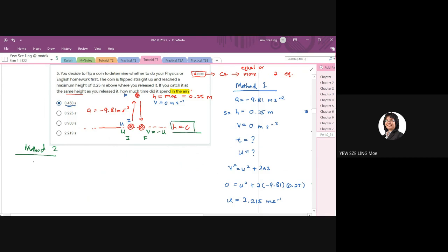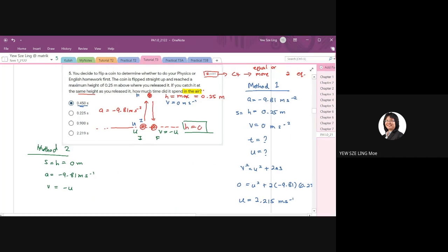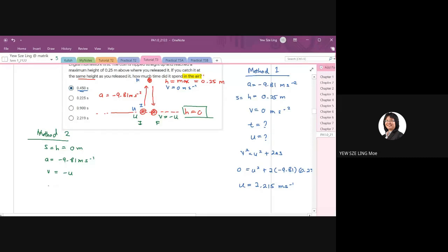So what I have right now, s equals h equals 0 meter. And then I have a equals negative 9.81 m s^-2. And then what else do I have? Now I know that my v is equal to negative u. So this is the information that I have. And then what can I do right now? I don't have t. So what I can do, I can use the maximum height to determine the value of initial velocity first. So this step is slightly more complicated.